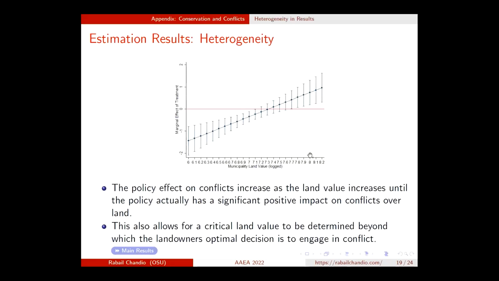So what I check is, do my results vary by the value of the land? And this graphic shows the marginal impact, marginal treatment effect, as it varies by the municipality land value. And it's interesting to see that the overall impact I saw was negative, but when I include the heterogeneity by land values, I see that for lower valued land, the conflicts decrease, but for higher valued land, they're actually increasing. So the landowners are not just letting go of their land, they are prioritizing. If it's a high valued enough land, they're fighting for it, the conflicts are increasing, but if it's a lower valued land, the conflicts are not increasing.